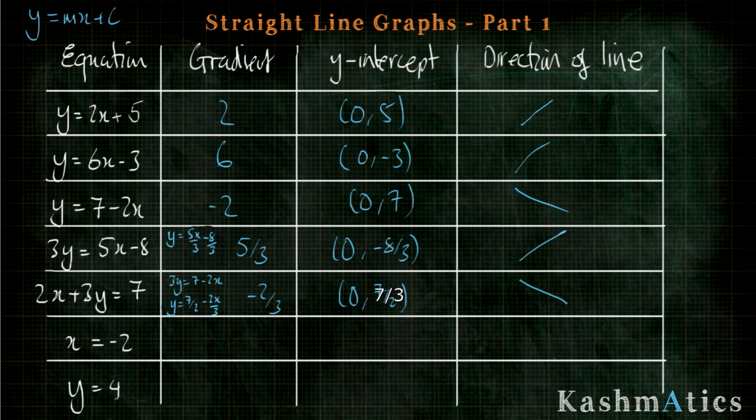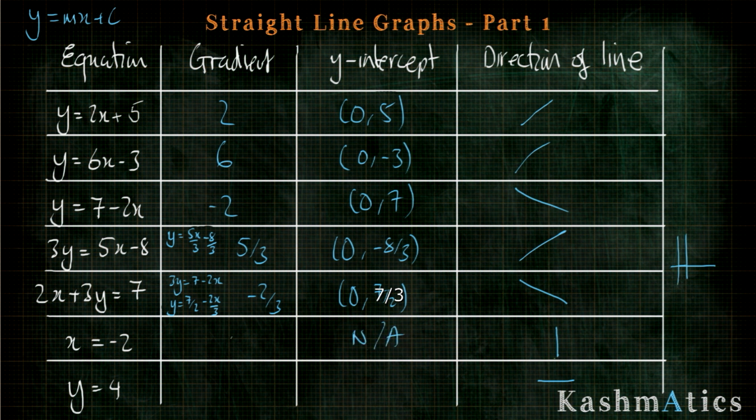Now these last two might have bamboozled you a little bit, but hopefully you'll recognize that these are the equations of horizontal and vertical lines. So x equals minus 2 is a vertical line, and y equals 4 is a horizontal line. Now the y-intercept for x equals minus 2. If you imagine that's the axes, x equals minus 2 will do something like that. It's never going to reach the axes, so that's not applicable.